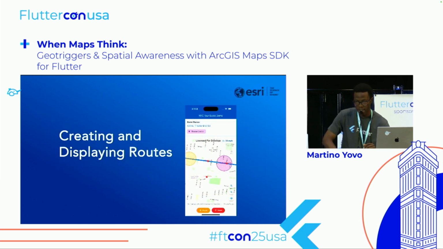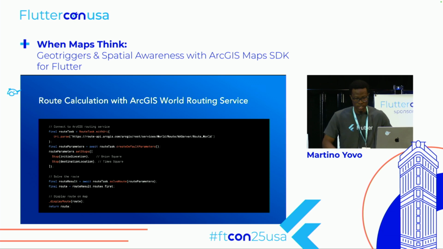Yeah. Now let's see how you can create and display routes. We've talked about how to display a map. Now, how you define and display a route. When you want to display a route, you will use the route task, which is a class, and it will take the ArcGIS world routing service as a parameter. So when you get it there, now you have the route service, and then you can use it to place these routes on your map. So it's very simple like that.